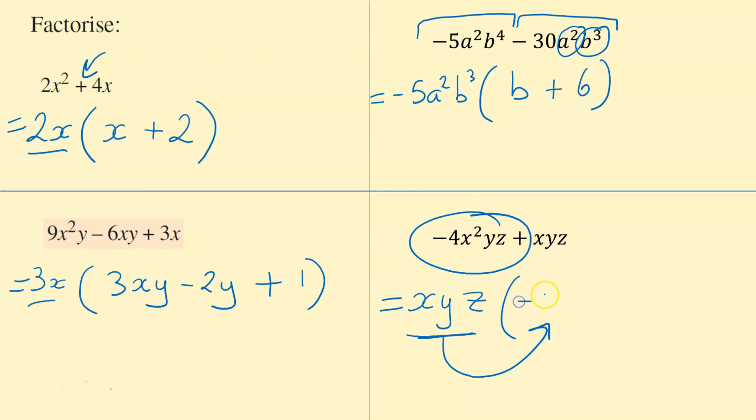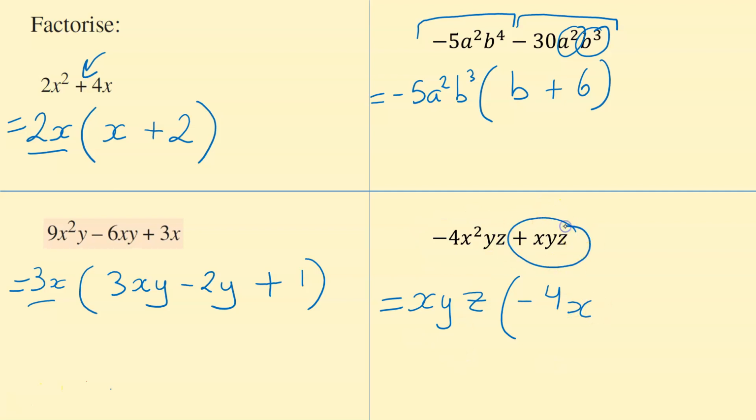Well, it would have to be -4 and an x. Next one. Here, xyz times what's going to give you xyz? Like the case we had there, it's going to be a plus 1. Okay.